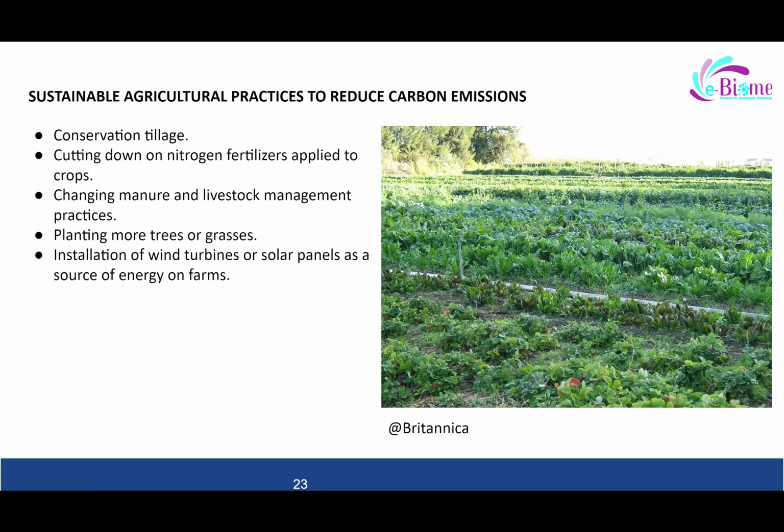Planting more trees or grasses, that's agroforestry. Planting trees in the farms and all of that. Installation of wind turbines or solar panels as sources of energy on farms. In a way, that is sort of a green method of producing farm produce.